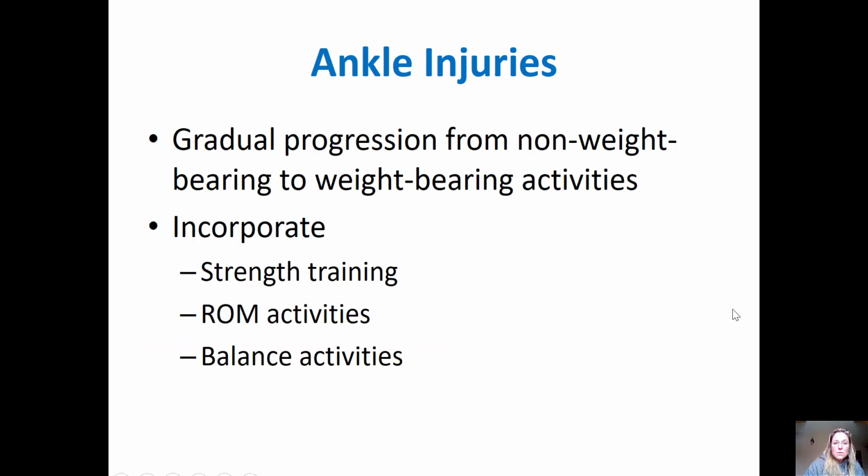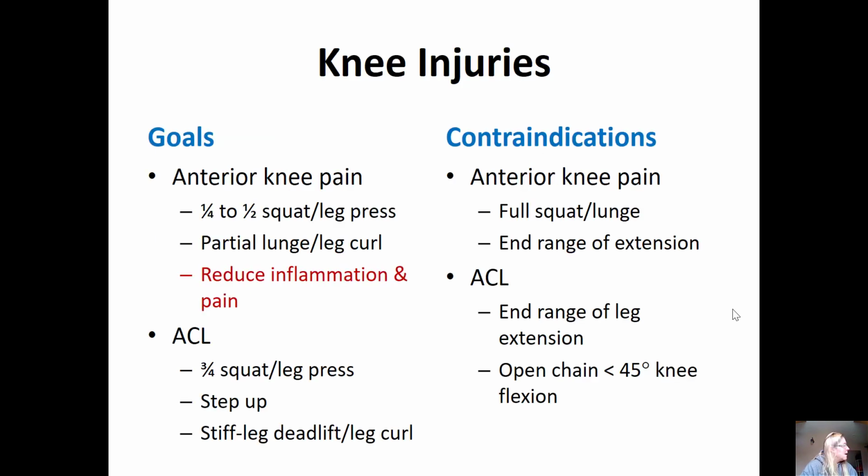As far as the ankle goes, we want to first progress gradually from doing non-weight bearing exercises to weight bearing. So don't start off on their feet, start off on the non-weight bearing stuff. And then we can incorporate the strength training, any range of motion exercises, and balance, right? Getting on the BOSU and doing balance exercises to strengthen those muscles that surround the ankle joint is always a great thing to do. As far as the knee goes, things like anterior knee pain and ACL issues can occur.